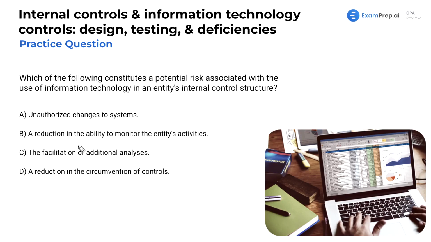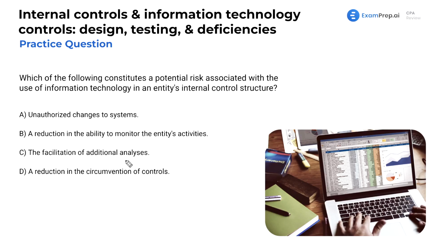A reduction in the ability to monitor the entity's activities. This would be a benefit, not a risk. This would be something beneficial that IT gives you. You can actually now monitor the entity's activities much more effectively because you've got computerized systems as compared to just manual processes with humans. The facilitation of additional analyses, same thing. You can just do more analytics with that.